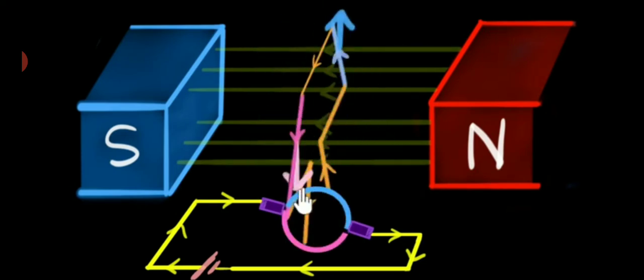And if we have enough current in this, and if the coil and the magnets are strong enough, then we can attach anything we want to it, like a fan or washing machine, electric drilling machine, and make it spin using electricity.